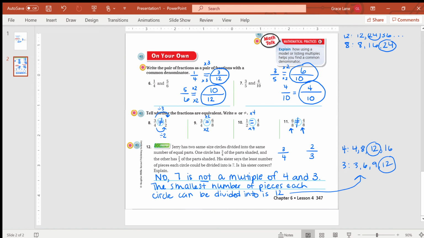All right, so we are going to go ahead and stop here. Please let me know if you have any questions at all, but this lesson is basically putting together everything you've learned so far in Chapter 6. So now we're looking for common multiples to find the common denominator, and we're using our knowledge about equivalent fractions. So again, let me know if you have any questions or you need any help.